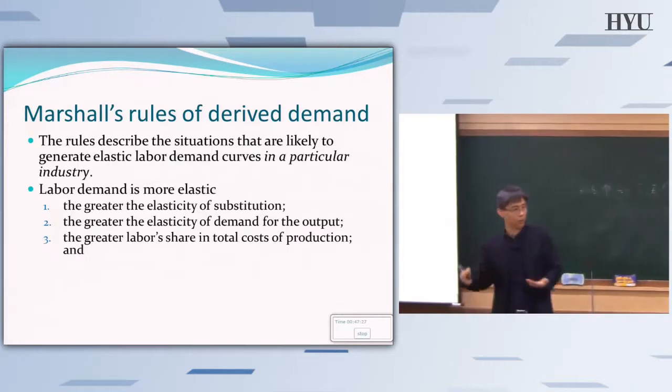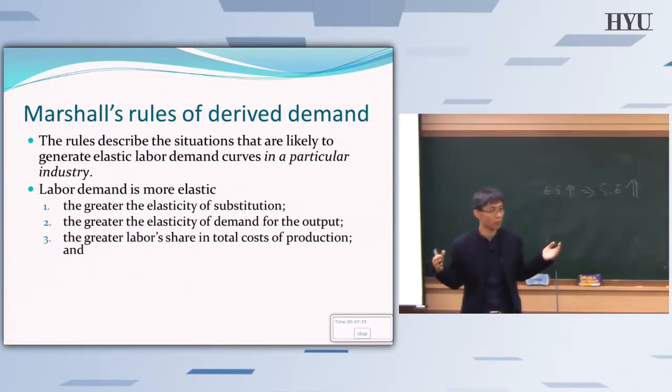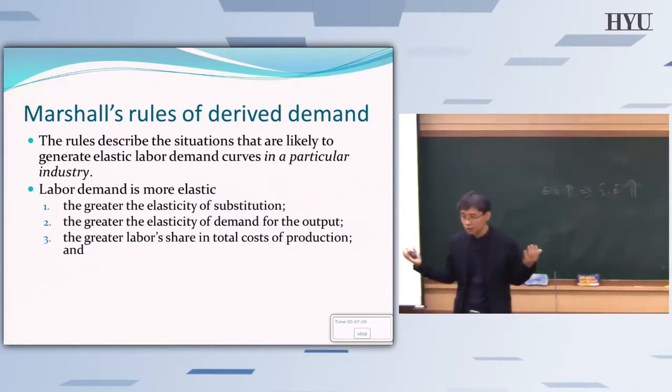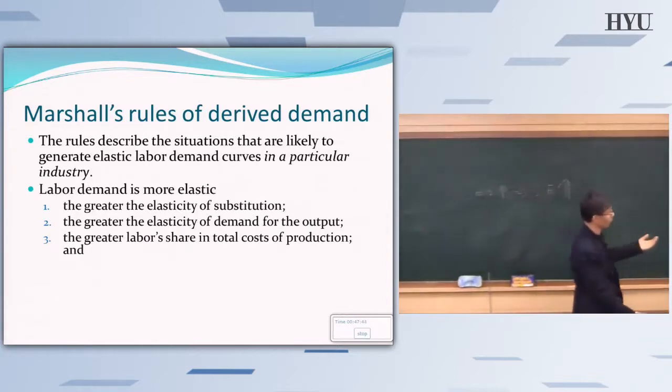But the other way around, let's say labor cost is most of the cost. Wage goes up, obviously your marginal cost will go up by a lot. So then you have to produce a lot less. So scale effect gets bigger, so elasticity of labor demand will get bigger.